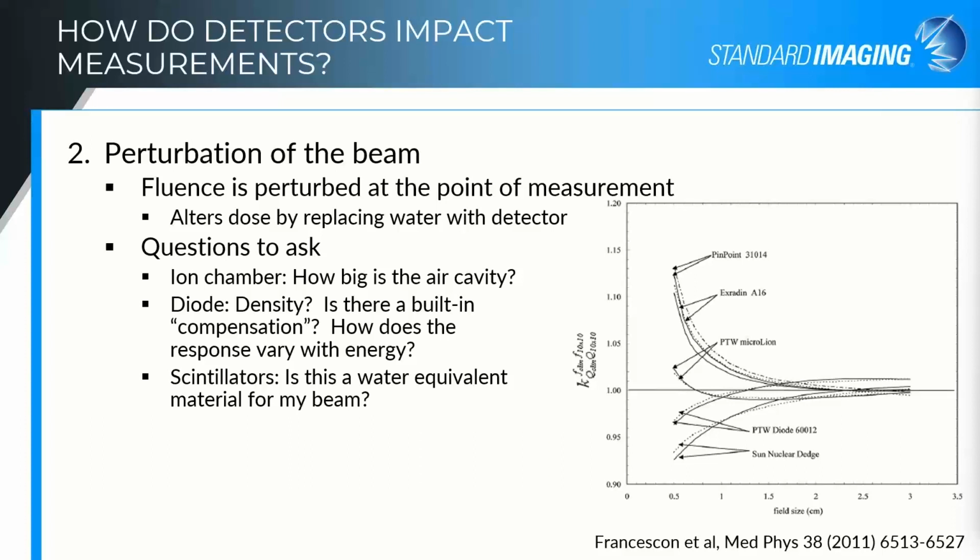And for scintillators, the primary question is whether this is water equivalent for the beam that I'm measuring. If it is, that makes those corrections a little bit nicer. If it's not, then we need to understand what the differences are.